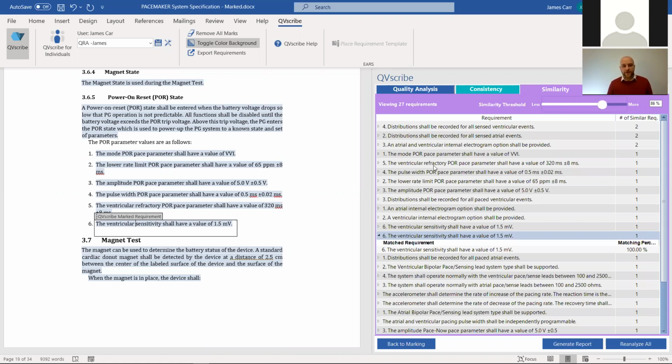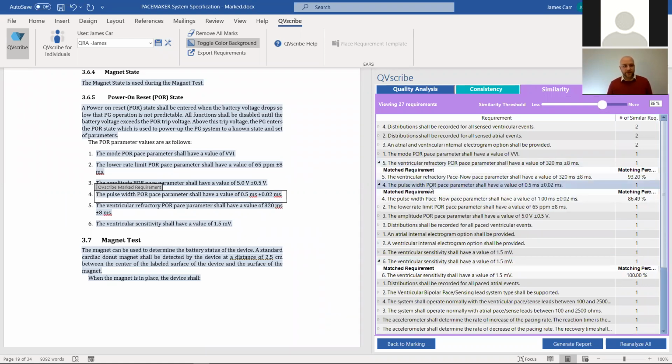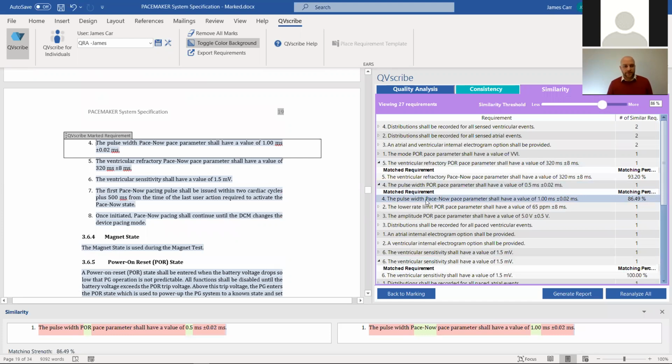So if I look through here, if I choose an example here about this pulse, again, one talking about the power on reset state, the other is talking about the pace now state. I can see that one is supposed to be 0.5, the other is supposed to be 1. So by doing the similarity analysis across a large document, even if they're hundreds of pages apart, I'm able to find two requirements that look similar to one another.